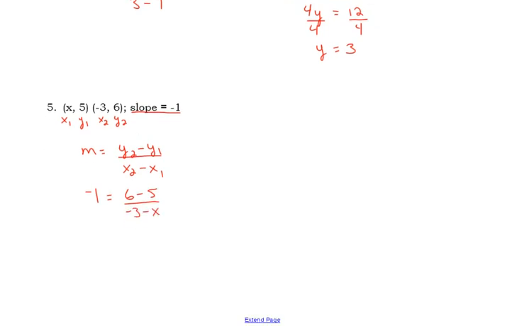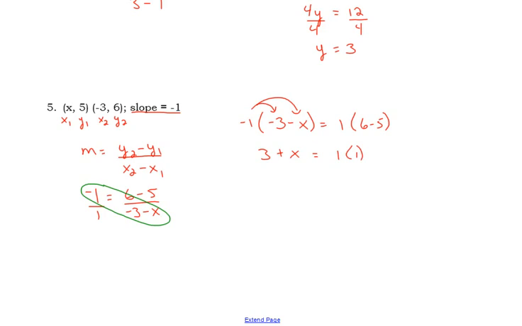Now again, I can use cross multiplication to simplify this by putting the left-hand side over 1. So when I cross multiply, I'm going to have negative 1 times negative 3 minus x equals 1 times 6 minus 5. Now on the left-hand side, you want to make sure you distribute your negative 1. Negative 1 times negative 3 is 3. Negative 1 times negative x is positive x. On the right-hand side, I have 1 times 1, which is just 1.